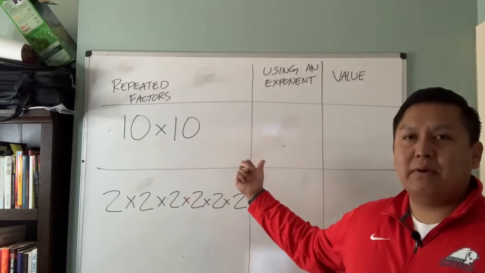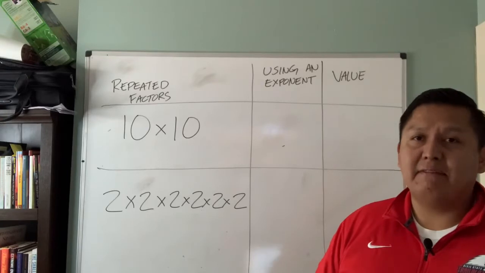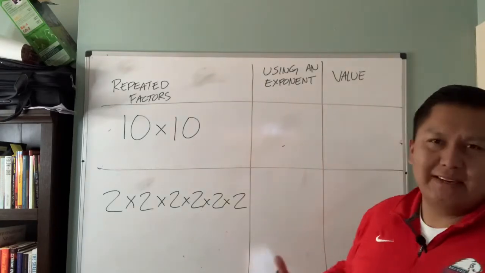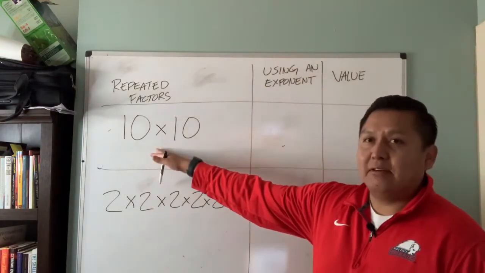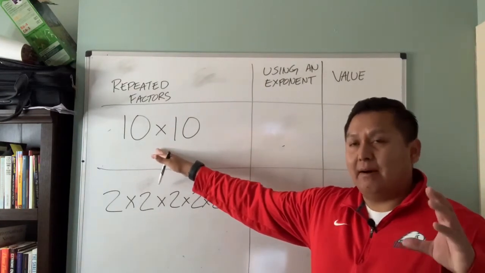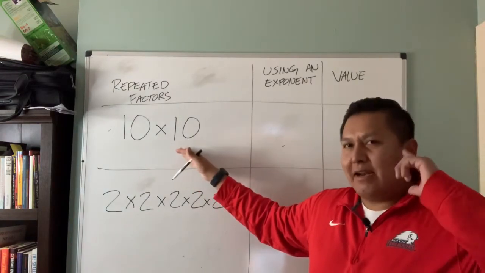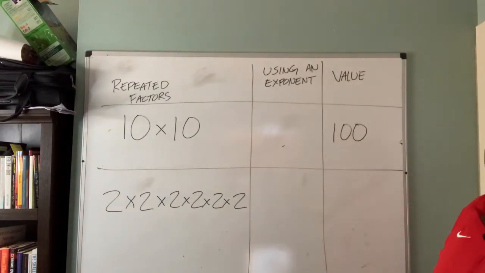All right, ladies and gents, what we're going to do next is take our repeated factors, make them into exponents, and then find our value. Anytime we say find a solution or find a value, we want to know what the answer is. Anytime we see value, that's what we're asking about. Our repeated factors: anytime we multiply, we work with factors. So 10 times 10. In your head, you know that 10 times 10 equals the value 100.